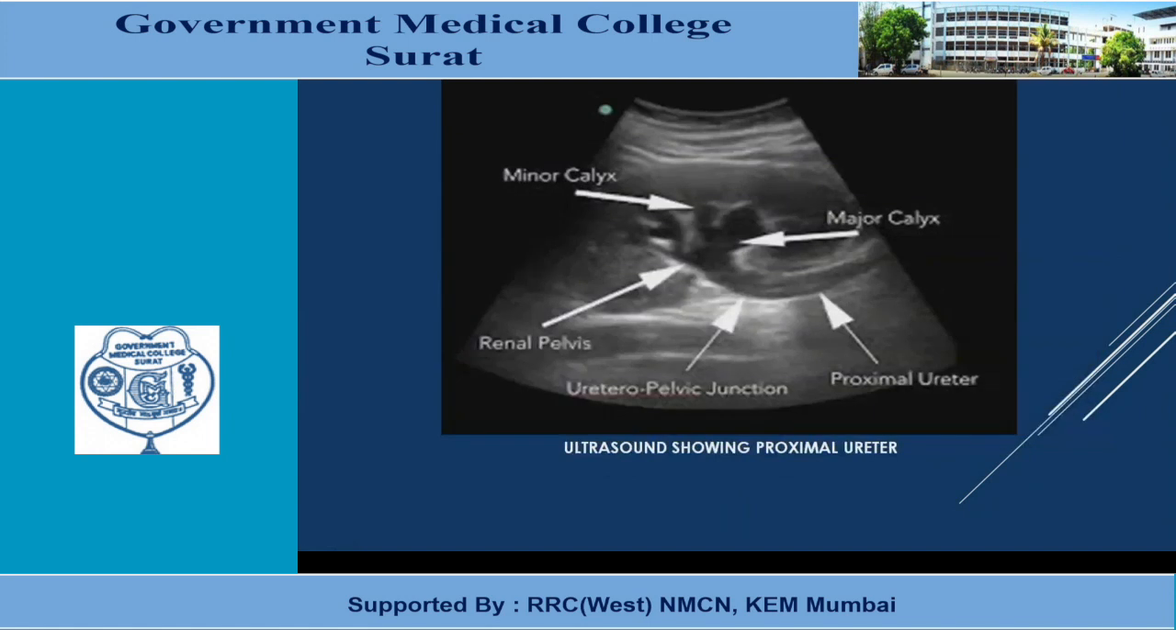Similarly, the same obstructive pathology, how it appears on sonography. In sonography, you can see this is the renal cortex, this minor calyx, this major calyx, and renal pelvis, which are obviously dilated, and also a dilated upper ureter. So there is pathology lying in the ureter which is causing obstructive uropathy.